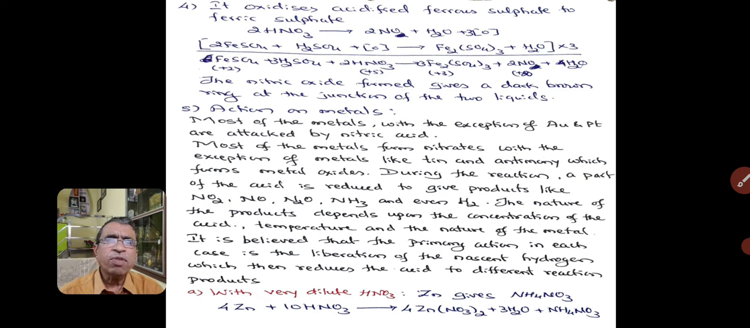When treated with very dilute nitric acid, it produces ammonium nitrate. Example, zinc gives ammonium nitrate with very dilute nitric acid. The reaction is 4Zn plus 10HNO3 gives rise to 4Zn(NO3)2 plus 3H2O plus NH4NO3.